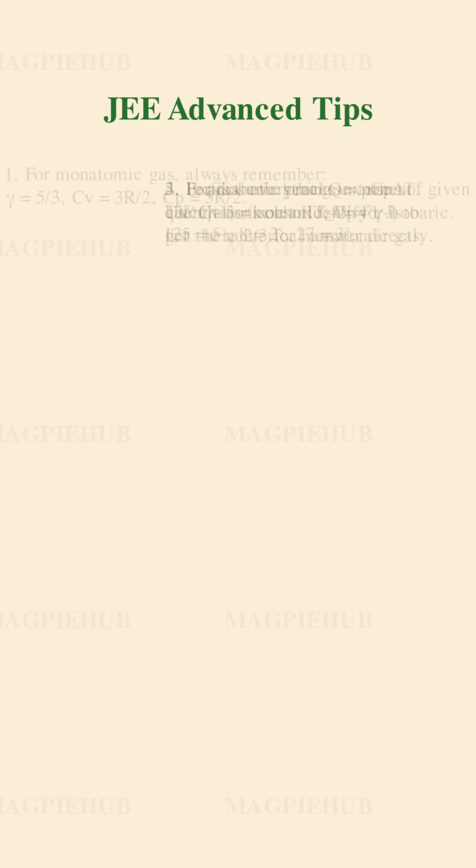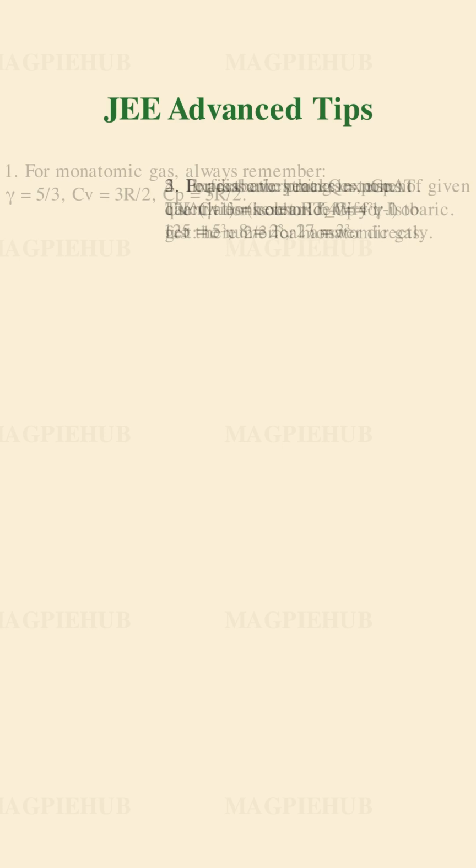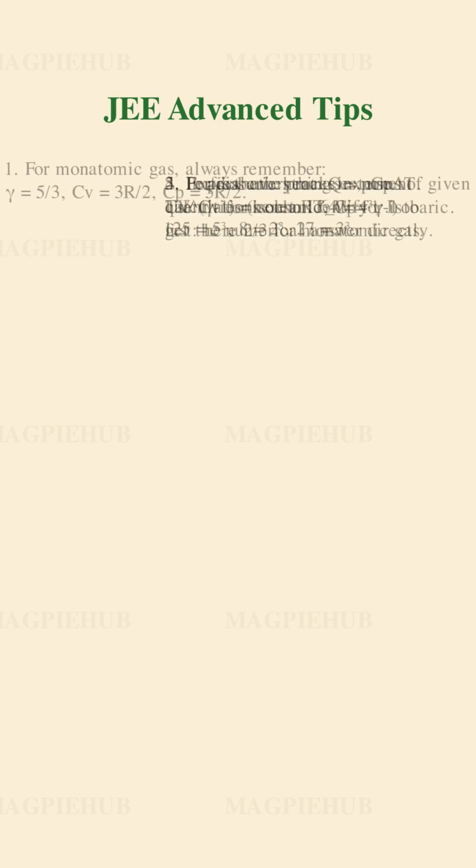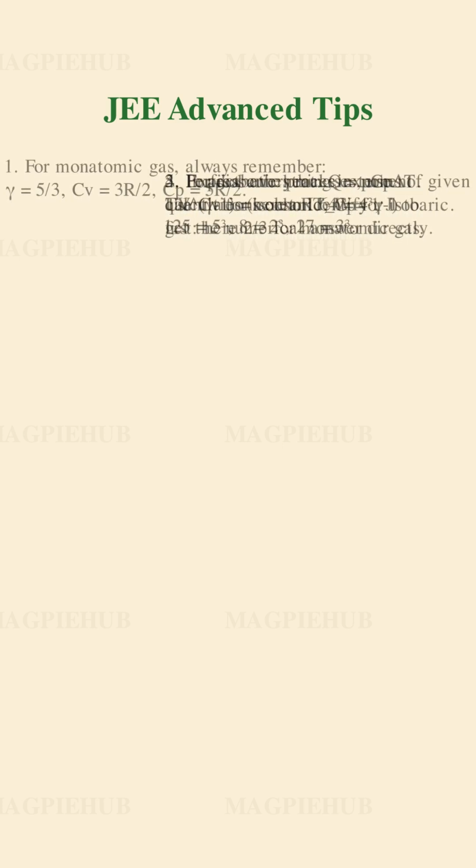Here are important tips for thermodynamics problems in JEE Advanced. Tip 1. For a monatomic ideal gas, gamma is 5/3, Cv is 3R/2, and Cp is 5R/2. Memorize these. Tip 2. In adiabatic processes, use TV to the power gamma minus 1 equals constant. Always identify gamma minus 1 first. For monatomic gas it is 2 over 3.